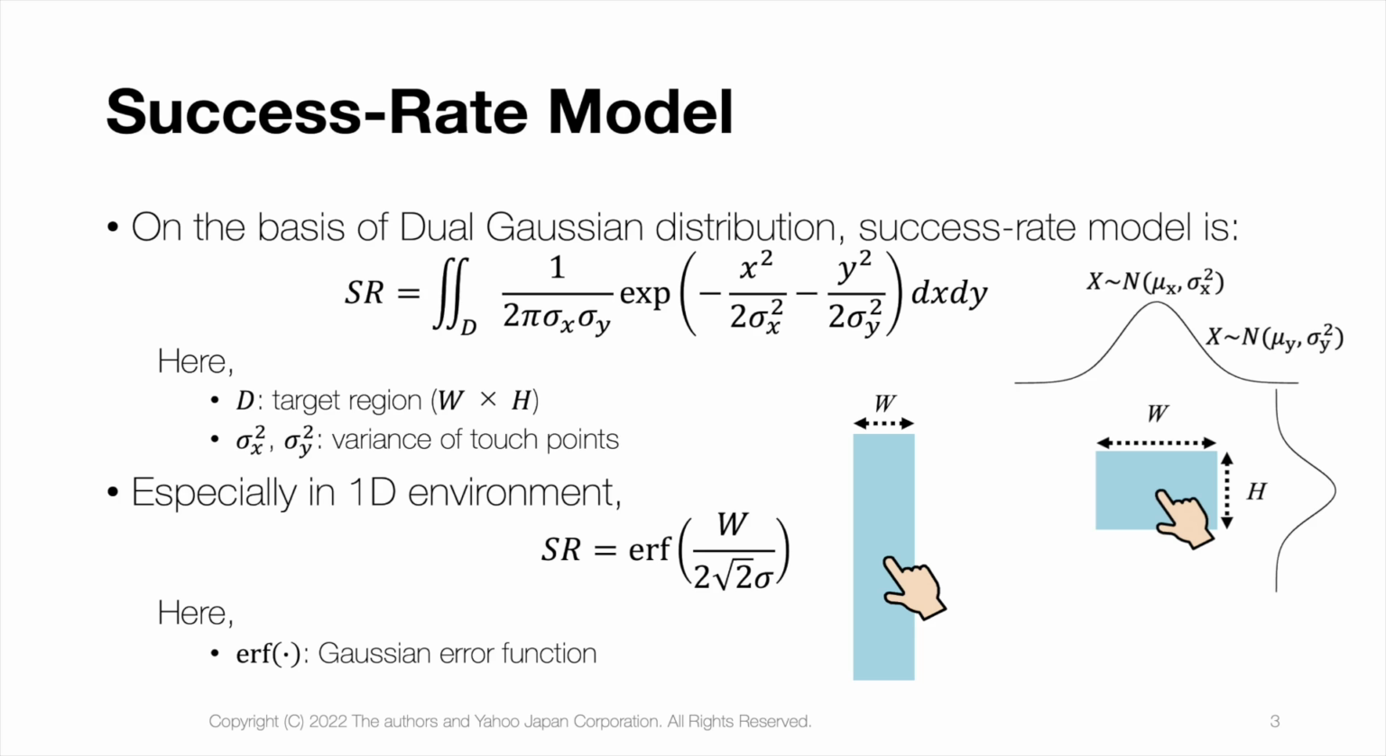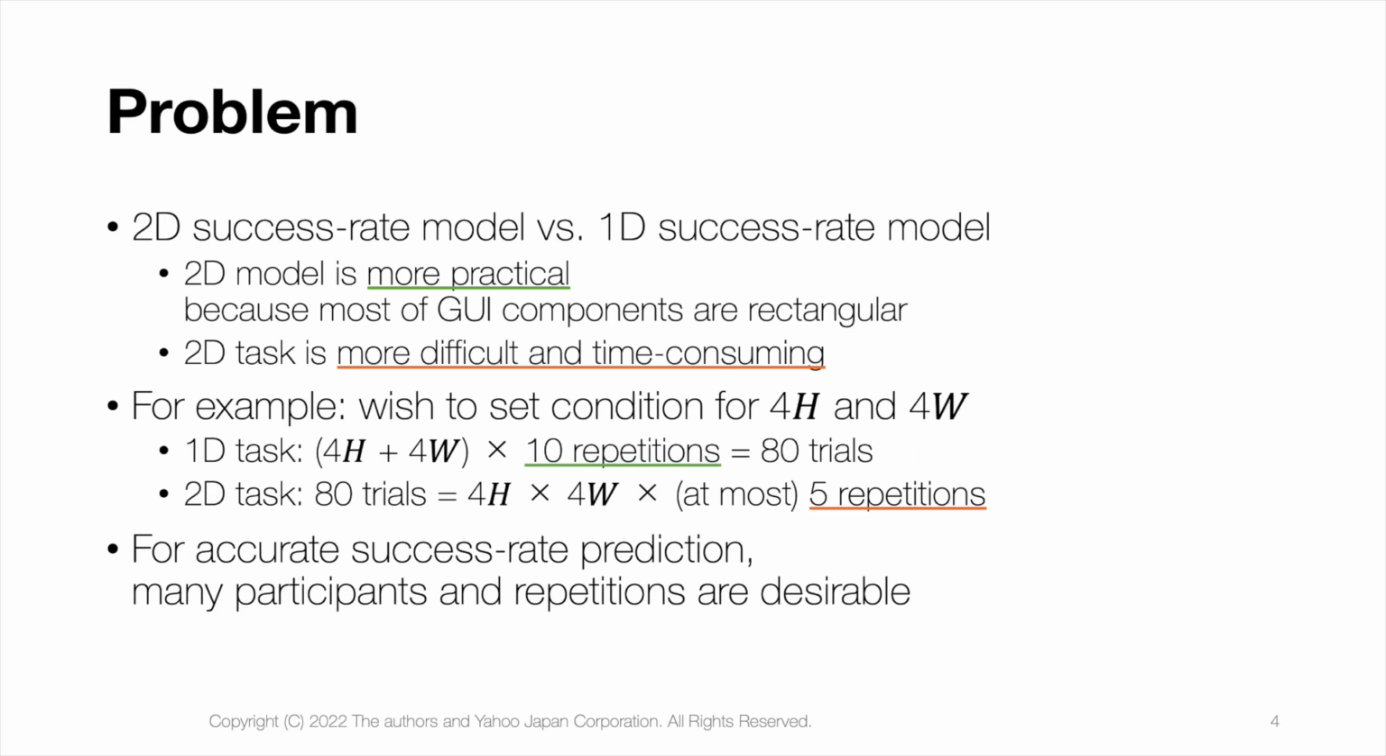Especially in the 1D environment, the success rate can be predicted by the Gaussian error function. Comparing the 2D and 1D success rate models, because most of the targets are rectangular, the 2D model is more practical than the 1D model. However, the 2D task is more difficult. So, the 2D task is time-consuming.